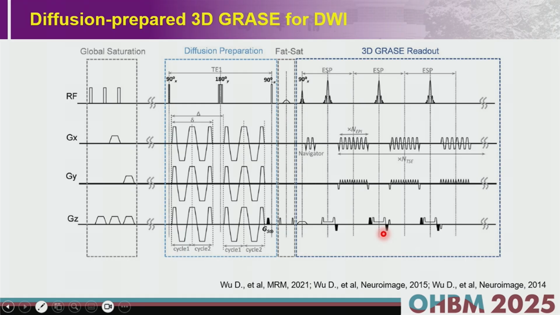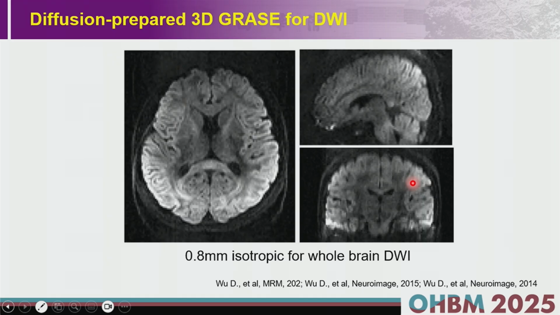Here's one example, also from Dan's work. Diffusion-prepared 3D grids. So the first part is a diffusion preparation module, and here's the signal readout module. And here are the images from this study, 0.8 isotropic.